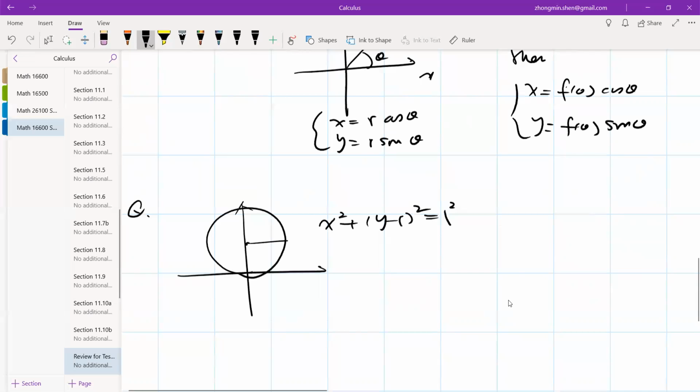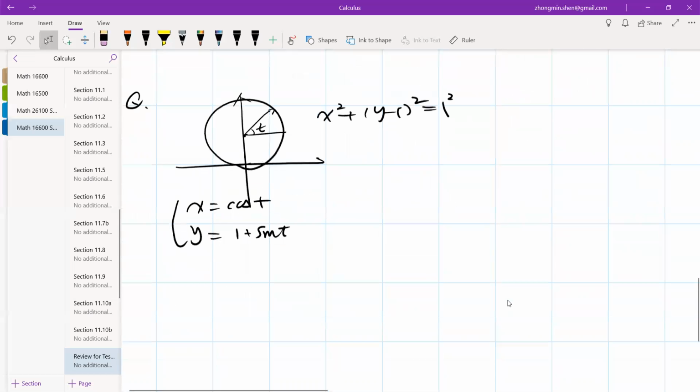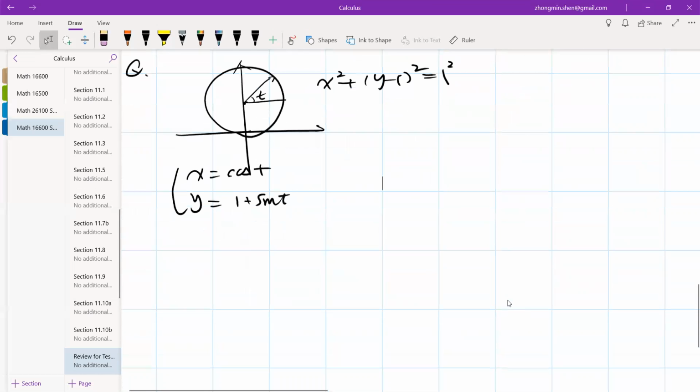You can parameterize it using this t. This is the angle t. So x equals cosine t, y equals 1 plus sine t, for example. So that's one way to parameterize it. But I can also find the polar coordinates. So look, the same picture.